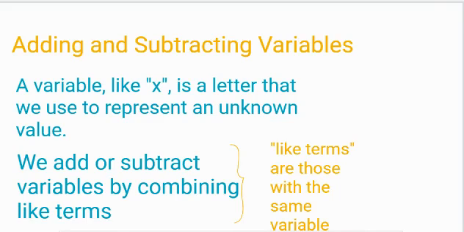So a variable, for example, x, is a letter that we use to represent an unknown value. So when we add or subtract variables, we do so by combining like terms. Like terms are those with the same variable.